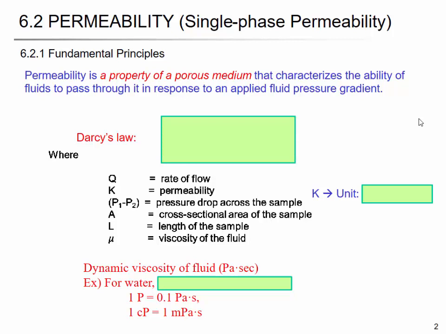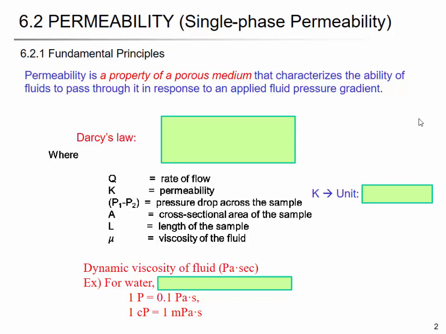And what about the hydraulic conductivity? We learned the hydraulic conductivity from fluid mechanics, right? That's the permeability for water, right? Hydro means the water. So hydraulic conductivity assumes that the fluid flowing through and fluid passing through is water. Okay? So that's the difference between the hydraulic conductivity and the absolute permeability.